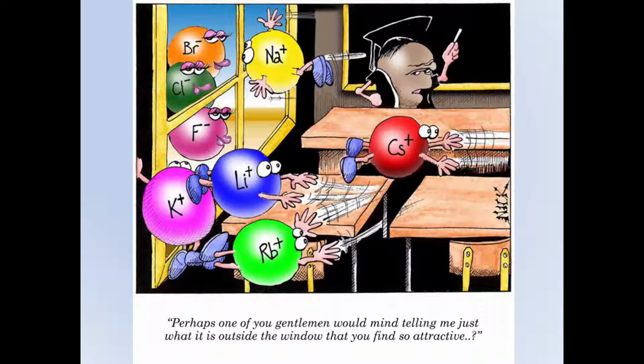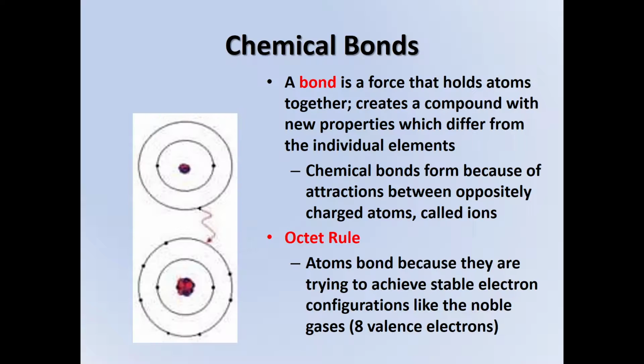And we see that fluorine, chlorine, and bromine have negative charges, while sodium, potassium, lithium, rubidium and cesium all have plus charges. This is ionic bonding, where we look at the ions and see how they react together. So a bond is a chemical force that holds atoms together and creates a compound with new properties which are different from the individual elements. Chemical bonds form because of the attraction between oppositely charged atoms called ions.